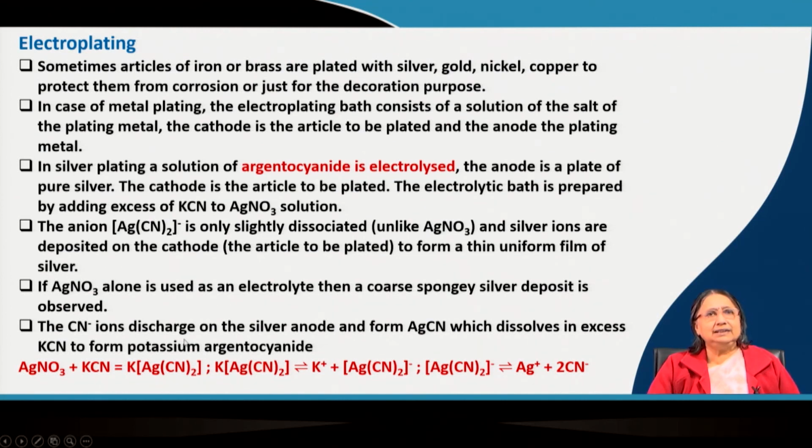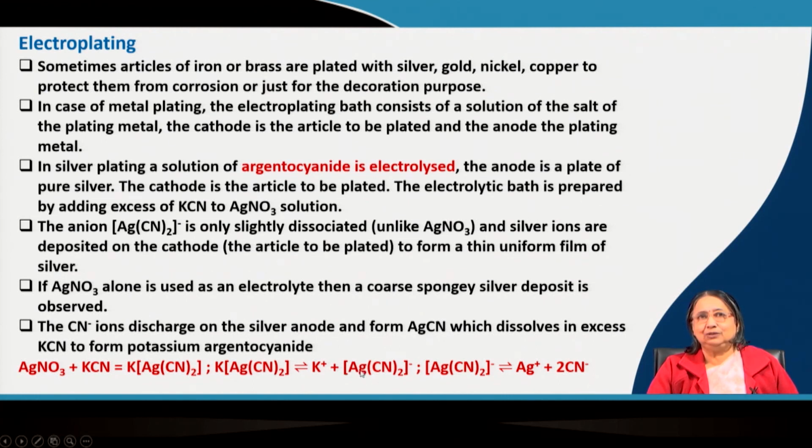The cyanide ion discharges on the silver anode, then what will happen? At the anode the cyanide ion will be discharged to form silver cyanide. This silver cyanide will again dissolve in the KCN that you have taken in the bath, to form the potassium argento cyanide. The reaction is shown here. Silver nitrate you have taken in the bath, and excess KCN, which will form this complex. Okay. After that this complex will ionize to form this one.